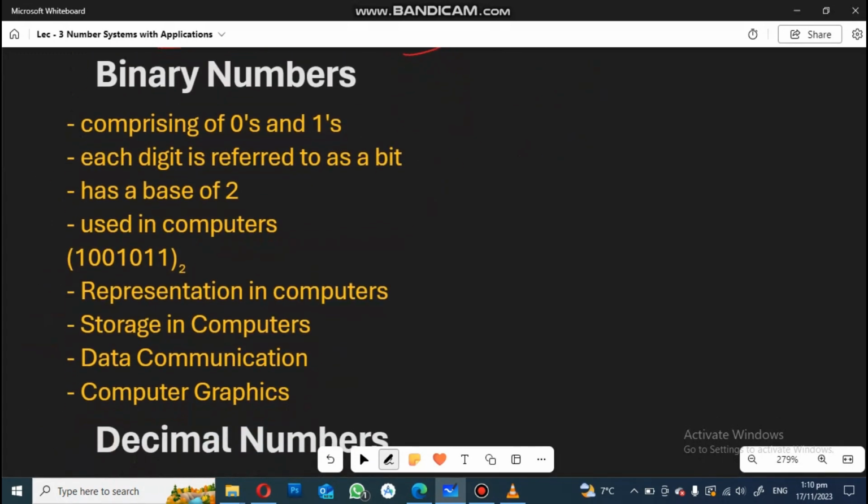The first and most important number system is binary numbers, because we are discussing digital computers, and digital computers use this kind of number system. By the name binary, it means two things. What are the two things? In our case, 0 and 1. Binary numbers can only comprise zeros and ones, and each 0 or 1 is called a binary digit, or in short, a bit.